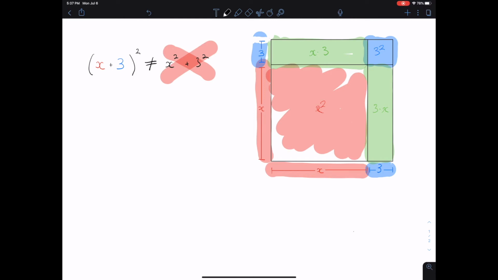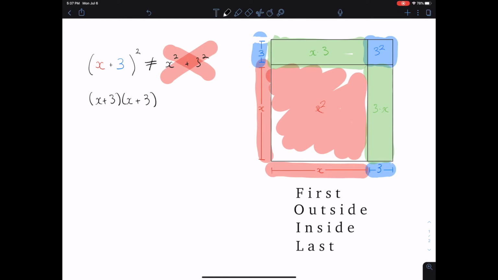This is an example of the FOIL method for multiplying binomials. FOIL stands for first, outside, inside, last, and helps us remember how to multiply out pairs of brackets like this. Let's see how this is going to go for our (x + 3) squared example. We want to multiply x plus 3 times x plus 3.